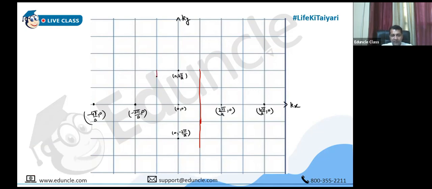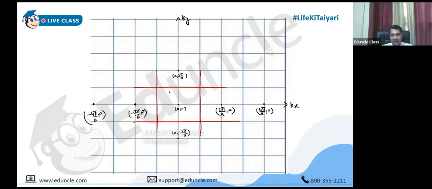So this is the line. And this is the line corresponding to ky equal to pi by a0, and this corresponding to ky equal to minus pi by a0. Isn't it? Please check everyone. Let me draw this line again. Clear? Yes, sir.